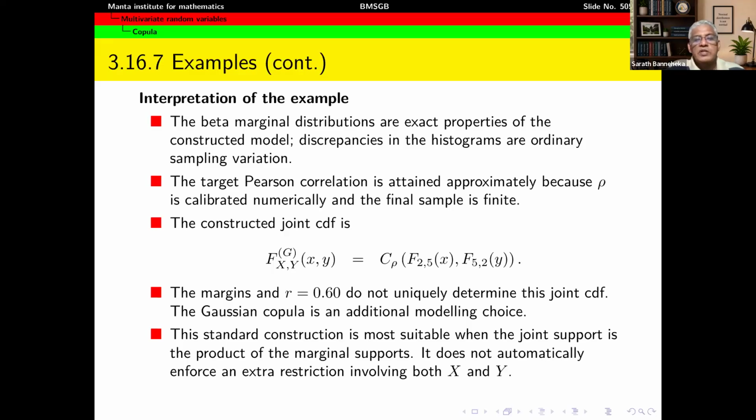The constructed joint CDF is actually this one. This is the constructed joint CDF, but we are not interested in the actual joint CDF here. If we want, we can get an expression for the constructed joint CDF, and that is given by this expression. The margins and R equal to 0.6 do not uniquely determine this joint CDF. The Gaussian copula is an additional modeling choice, right?